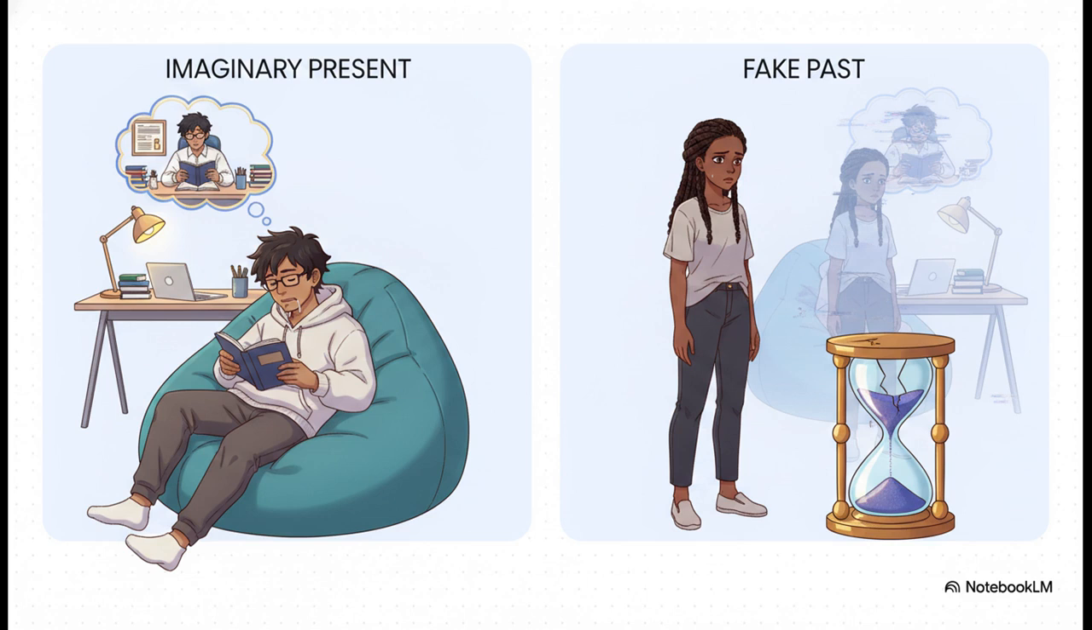Then we have the third conditional, which laments an unchangeable, fake past. It uses the past perfect plus would have. If I had studied, I would have passed. This is purely imaginary because the test is already over and you failed. You're talking about a past that never actually happened.